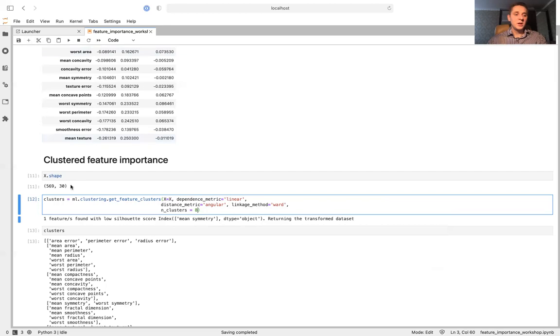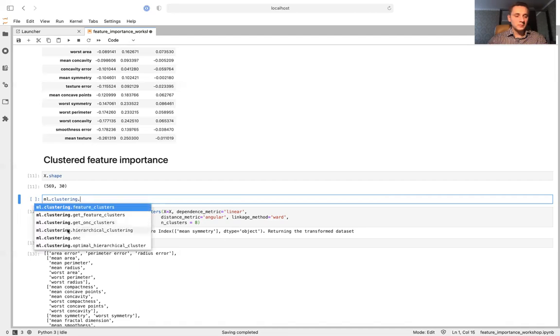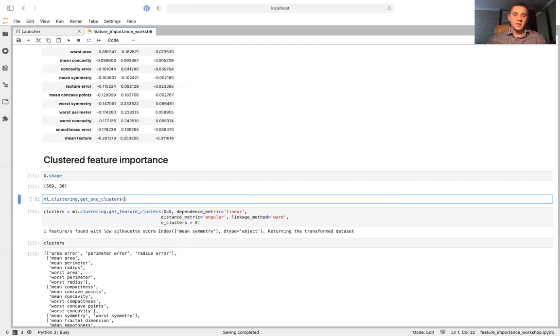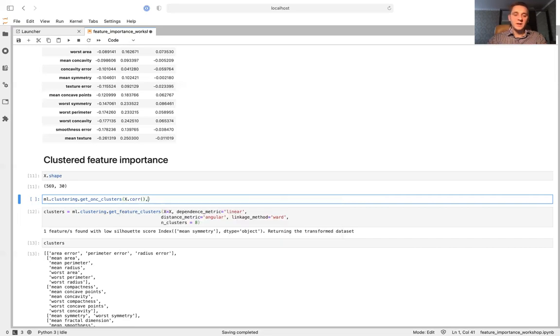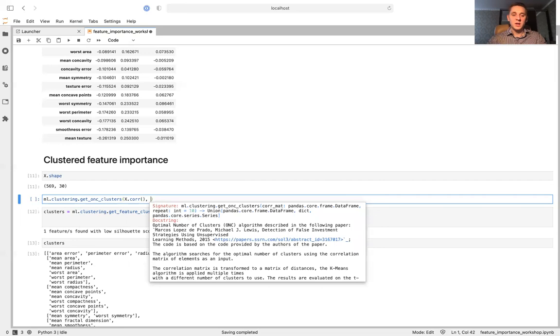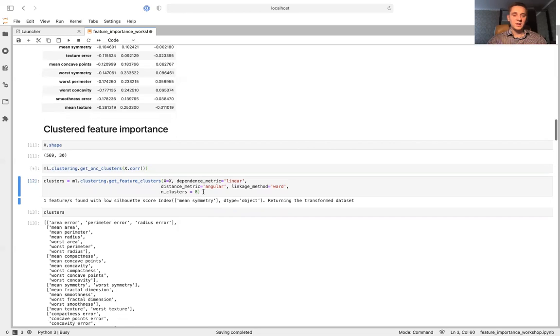How you can actually find the optimal number of clusters is to call the MLFinLab clustering function, get ONC clusters. This procedure takes your correlation matrix of features as input and finds the optimal number of clusters using the k-means clustering algorithm. So let's take a look at what this function does and go further in our notebook while it is running.